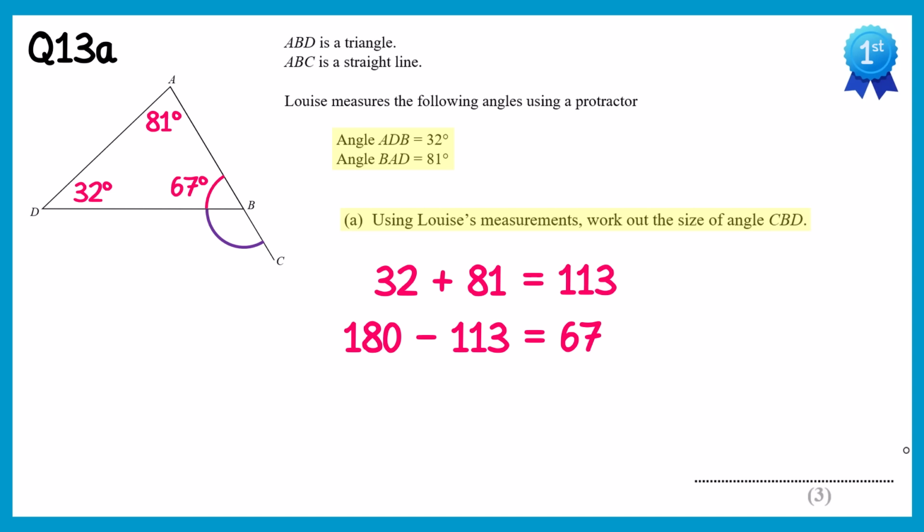We can now find the purple angle, angle CBD, the one we need for this question, because this angle and this angle are on a straight line, so they add up to 180 as well. So we can subtract 67 from 180, and we get 113. So the answer to this question is 113.